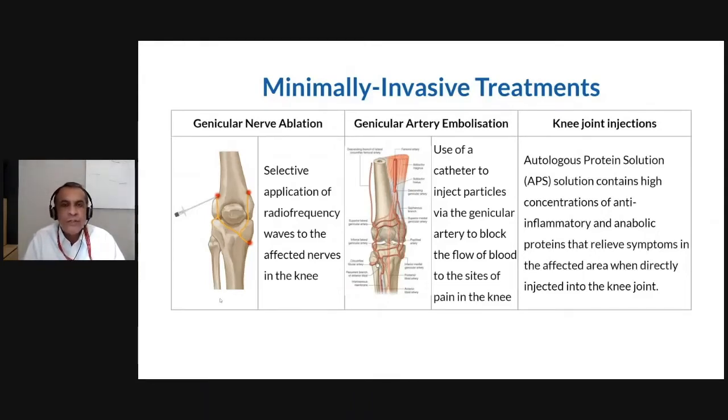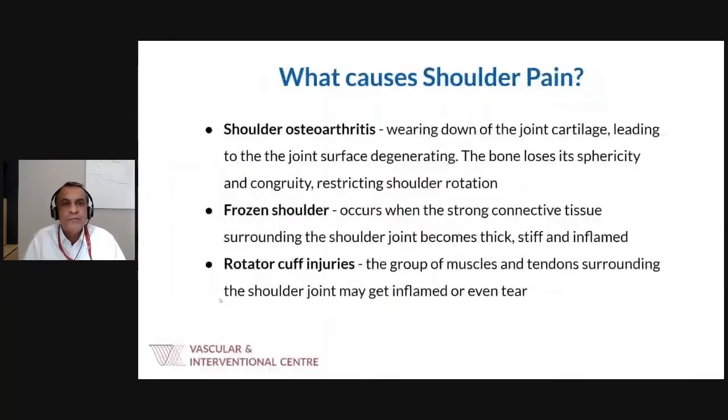Of course, all these treatments are different, and we discuss in the consult, and we assess and decide what's the best possible treatment for you.